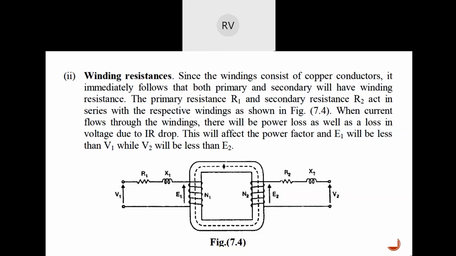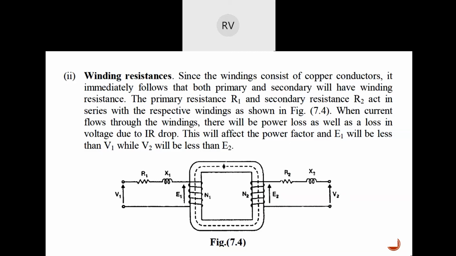Next are the winding resistances. Since the winding consists of copper conductors, it immediately follows that both primary and secondary will have winding resistance. The primary resistance R1 and the secondary resistance R2 act in series with the respective windings, as shown in the figure. Here you can see R1 and R2 shown as lumped parameters, whereas they are actually distributed parameters and we cannot see them practically. But because of the presence of this resistance, they are represented as lumped parameters R1 and R2 in this figure.